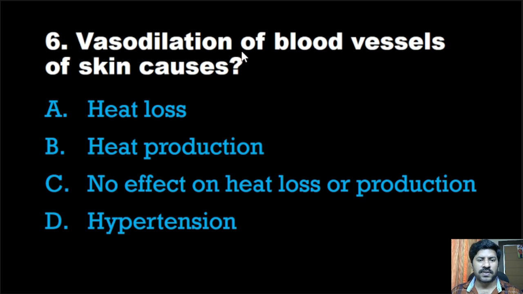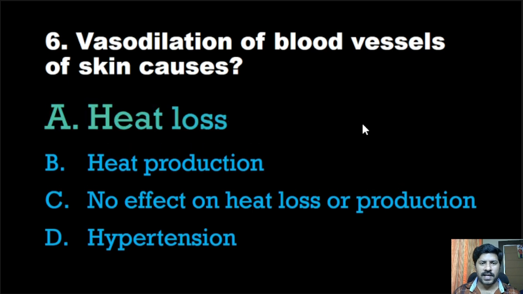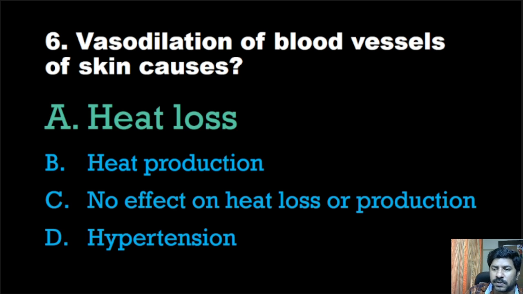Sixth question, vasodilation of blood vessels of skin causes heat loss, heat production, no effect on heat loss or production, hypertension. Correct answer, vasodilation of blood vessels of the skin causes heat loss. Blood vessels leading to the skin capillaries become wider, they dilate, allowing more blood to flow through the skin and more heat to be lost to the environment.